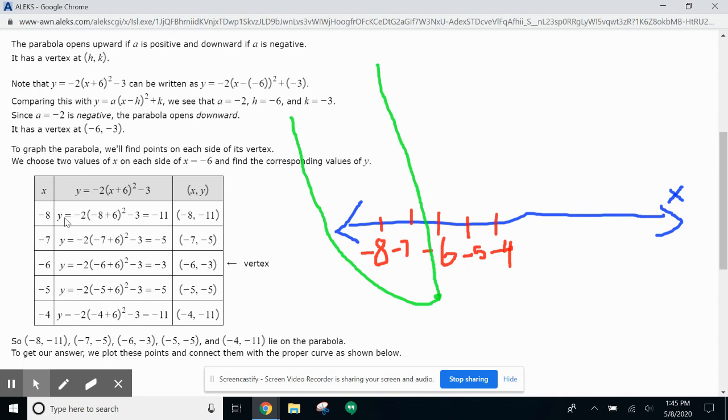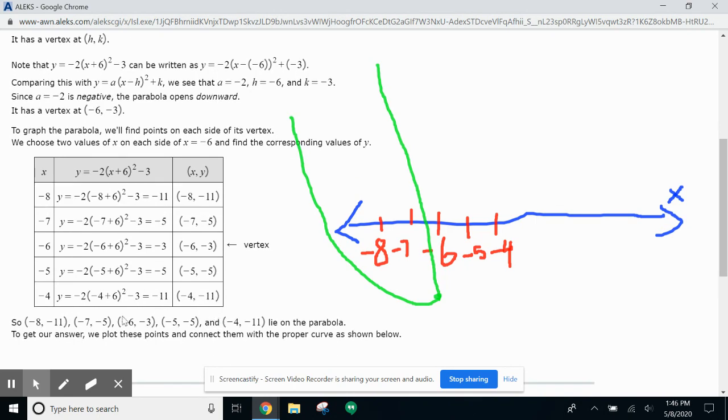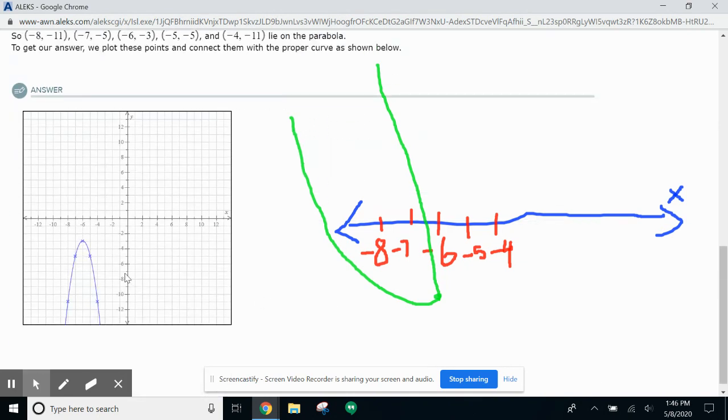And when you plug those in, -8 gives us -11, -7 gives us -5, -5 gives us -5, and -4 gives us -11. So now we have 2 points on both sides and the vertex right in the middle of our parabola. And if you notice, because it's a parabola and there's a line of symmetry, it should be symmetrical. You can show that from these y values: -11, -5, -5, -11.